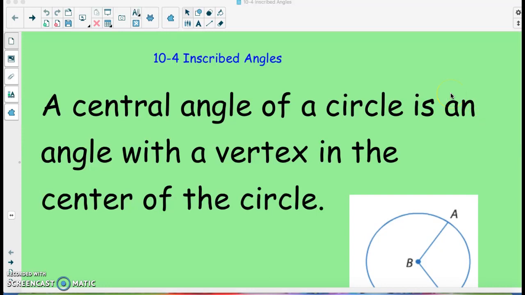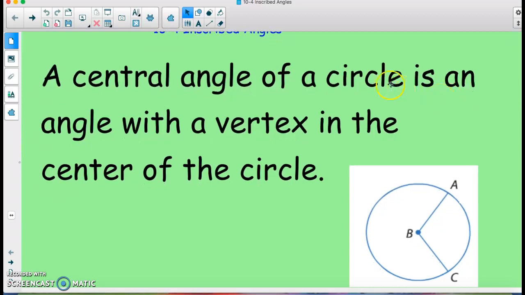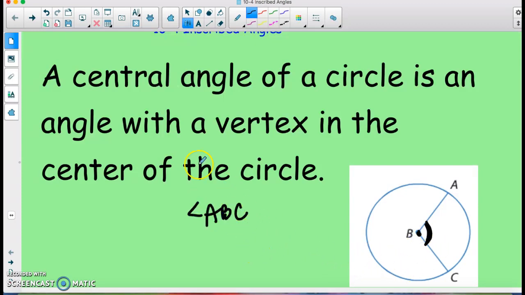Central angle. That was back in 10.2, but I kind of want to go over that. In 10.2, they talked about a central angle of a circle being an angle with a vertex in the center of the circle. So for example, this angle right here would be a central angle because the vertex is the center. So angle ABC is a central angle.